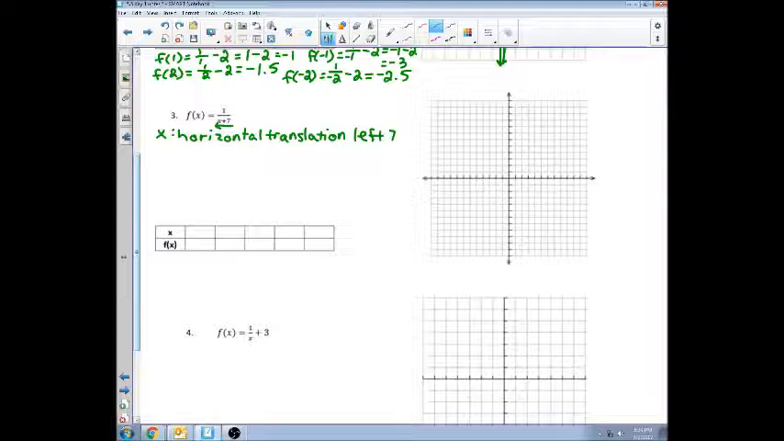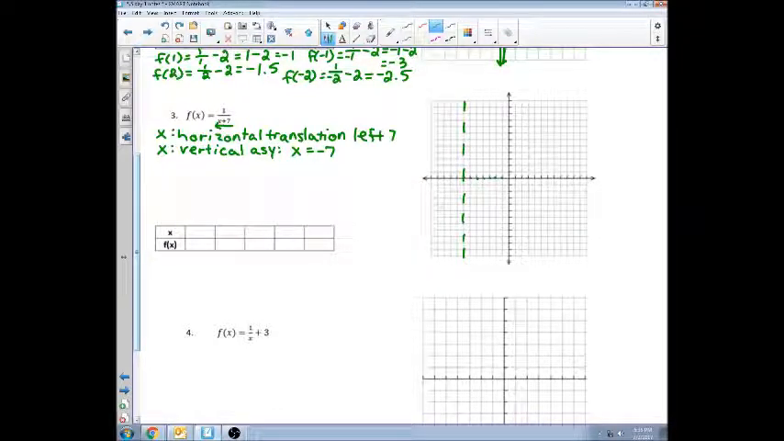Now, horizontal translation works with my vertical asymptote. Okay? So that's also going to work with my x. Since it went left 7, my vertical asymptote is going to be at x equals negative 7. So go to negative 7. 1, 2, 3, 4, 5, 6, 7. Make a vertical dashed line.